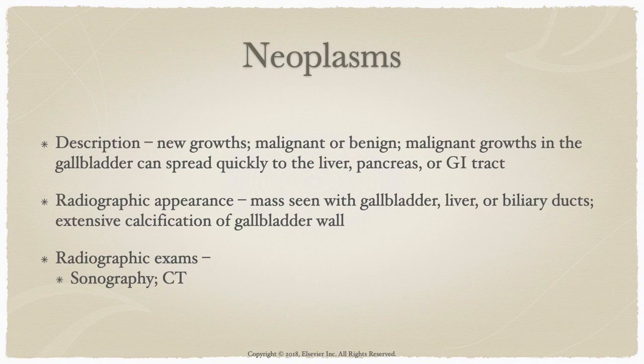Neoplasms, new growths, malignant or benign. Malignant growths in the gallbladder can spread quickly to the liver, pancreas, or the GI tract. Seen as a mass within the gallbladder, liver, or biliary ducts. Extensive calcification of gallbladder wall, seen on ultrasound or CT.